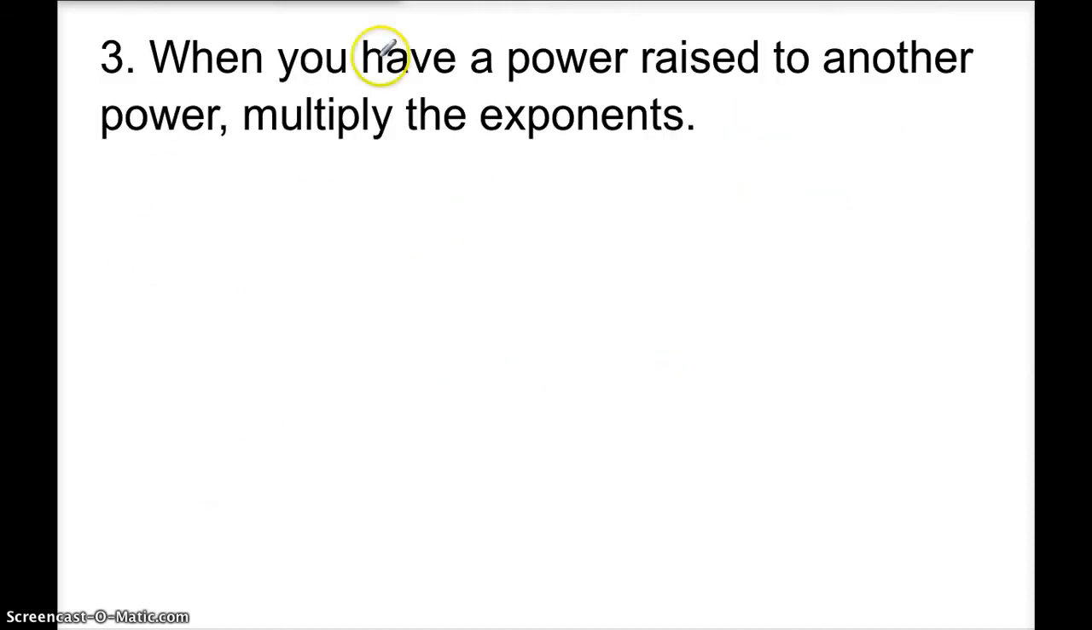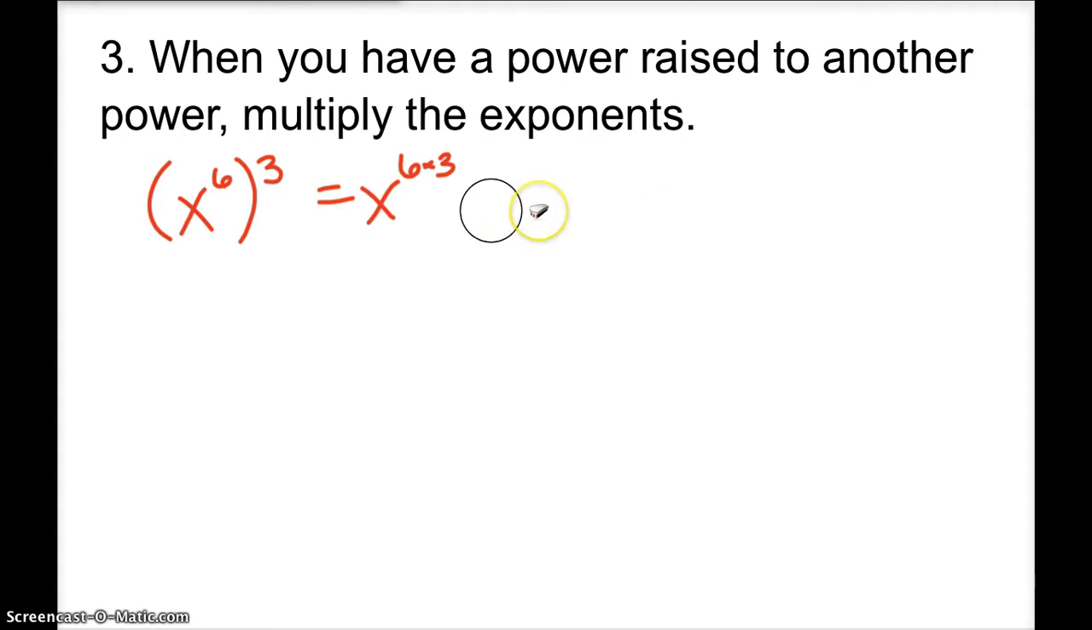Then finally, our last one is when you have a power or an exponent raised to another exponent, you're going to multiply them. So what that looks like is you may have x to the sixth in parentheses, and then you have that, let's say, raised to the third power. So you have an exponent here and an exponent outside. You actually multiply those together. So 6 times 3 is 18. So this would equal x to the 18th.